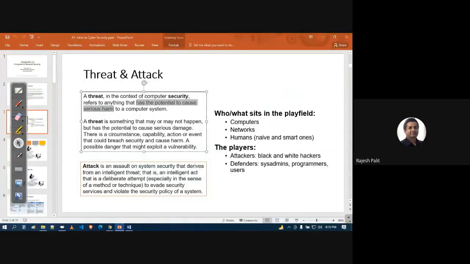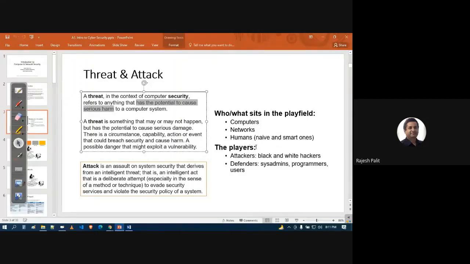Okay, so threat and attack. A threat means something that has not attacked yet but has the potential to attack or cause serious harm. An attack is when it actually intrudes into a system. So who or what sits in the playfield, that is, what are the components or parties involved? That is the computers, networks, and the users. We should say users, the naive users and the smart users. Some users are naive, and some users are very smart.